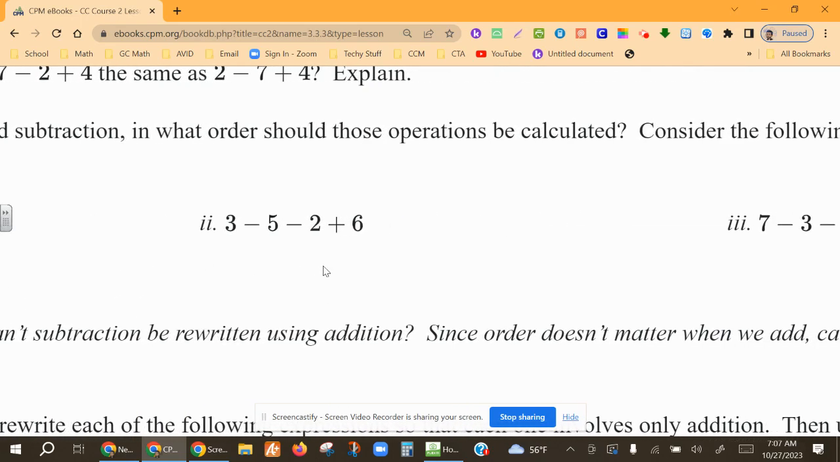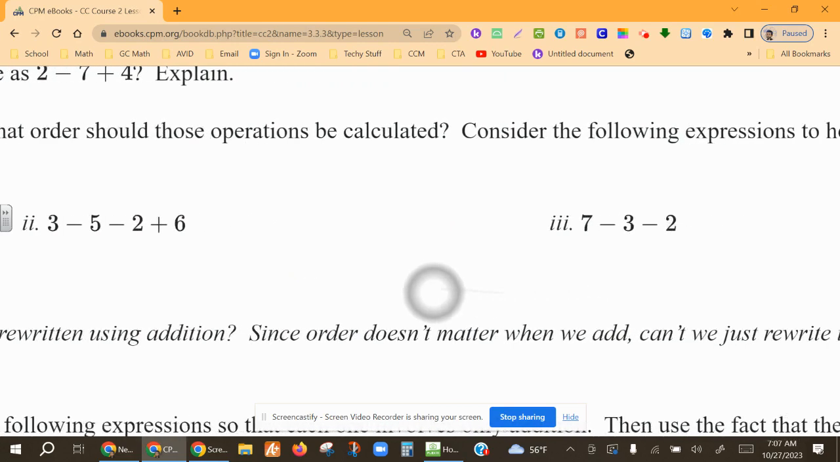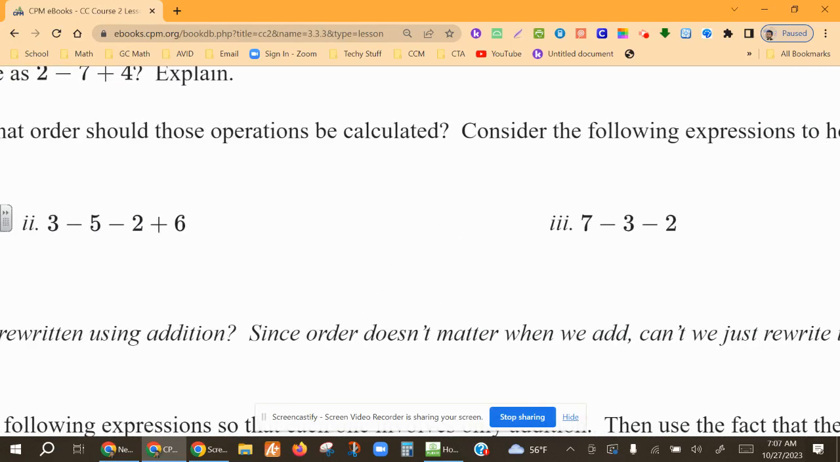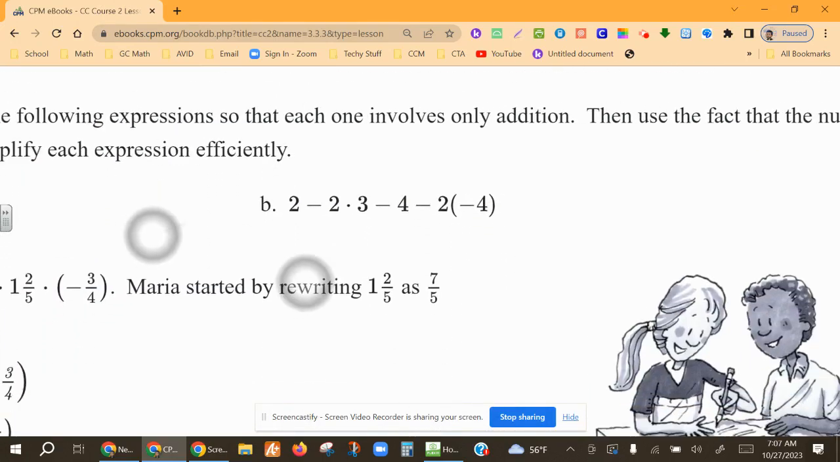All right, so let's rewrite these. You have 3 minus 5 minus 2 plus 6. Let's go ahead and write them as addition. And we can see our answer will be 2. And then we rewrite these as addition, and we can see that our answer is 2. Okay, so a little bit more practice.